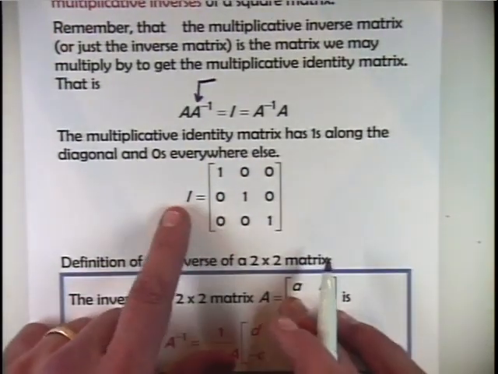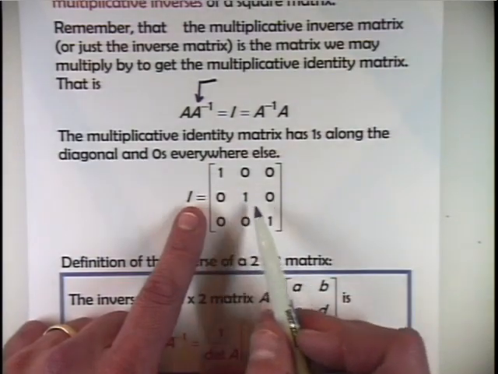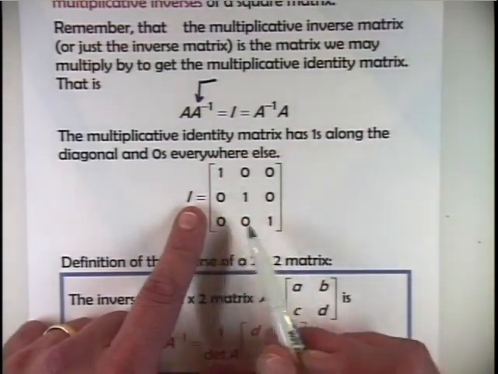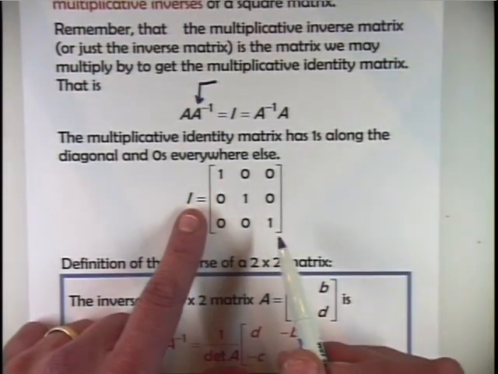Now remember, here's what an identity is. An identity matrix element for a square matrix has 1s along the diagonal and 0s everywhere else. Not 1s everywhere, just along the diagonal, 0s everywhere else.